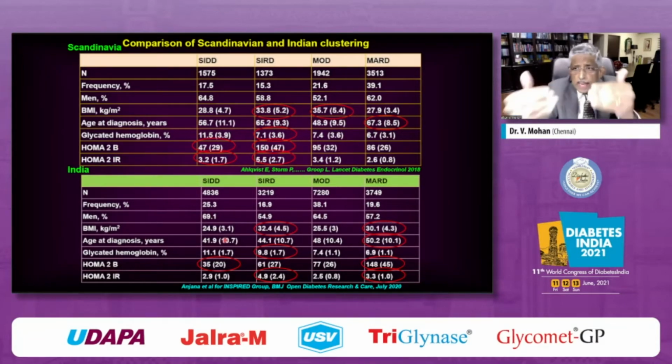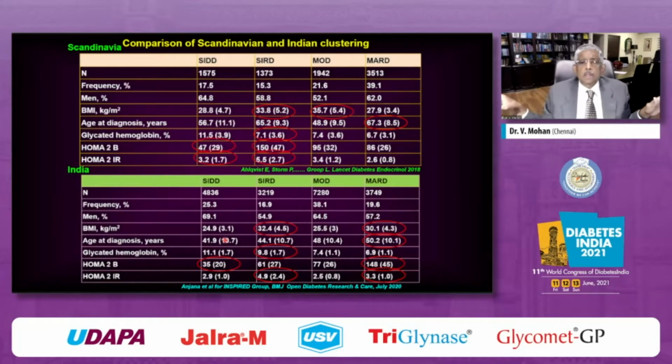We tried to do the same thing. Let's not try to invent anything. We'll do the same thing and see whether the Scandinavian clusters fit in here. It was all over the place. We just could not fit in. Look at the MARD in our group. The MARD, the mild age-related one, is 50 years. Okay, 50 years old for us as far as diabetes is concerned. Look at the mean age here, 41, 44, 48. Look at here, 56, 65, 48, 67.